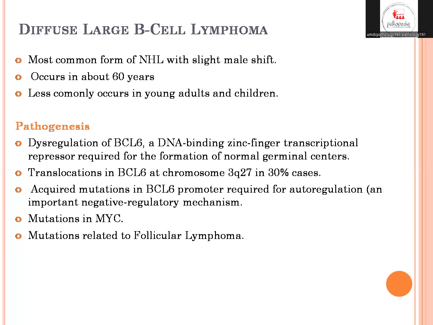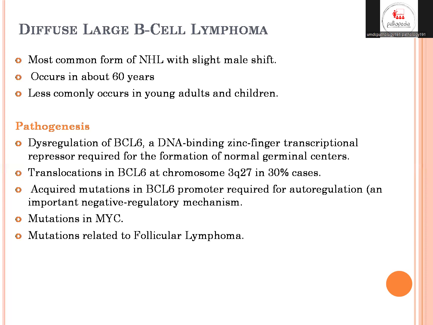This is another type of non-Hodgkin lymphoma, the diffuse large B cell lymphoma. It is the most commonly occurring type of non-Hodgkin lymphoma with a slight male shift. It occurs at about 16 years of age. Less commonly, it occurs in young adults and children.